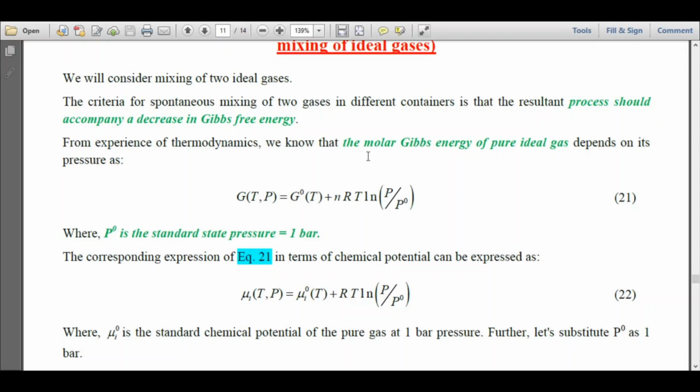From thermodynamics, we know that molar Gibbs energy of pure ideal gas can be expressed in terms of pressure, and the expression goes like G is equal to G0 plus nRT ln P by P0. Here P0 is standard state pressure, which is equal to 1 bar, and G0 is the standard state free energy. This expression is for molar Gibbs energy, and molar Gibbs energy is nothing but the same as chemical potential. So I can also express this equation 21 in terms of chemical potential.